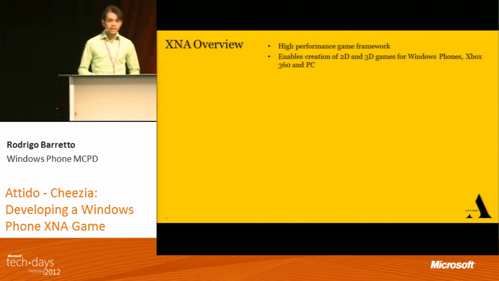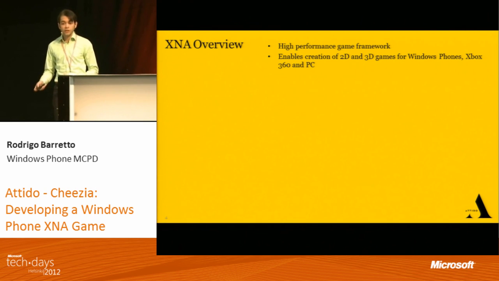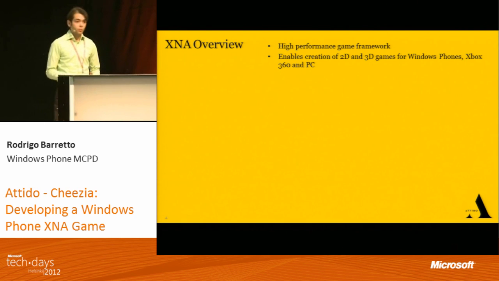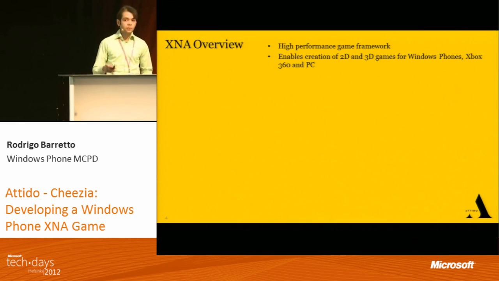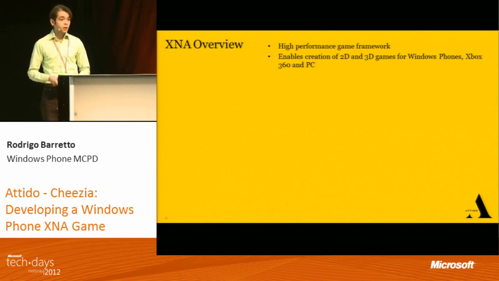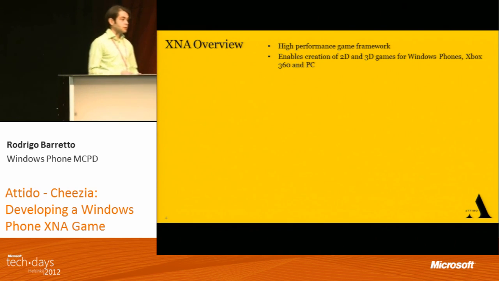Now, a bit of XNA. XNA is a game framework that enables you to create 2D and 3D games for Windows phones, Xbox 360, and Windows PC. And one of the great advantages of this platform is that once you have the code ready for one of the platforms, it's really easy to port it to the other ones because you can reuse most of the code. Basically, you just need to take care of the resolution, because obviously they use different resolutions. Also the input type, for example, if you're using a keypad or gamepad or a keyboard. And also how to handle tombstoning. That's basically just for Windows Phone.